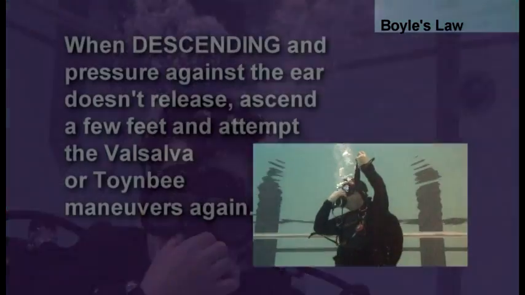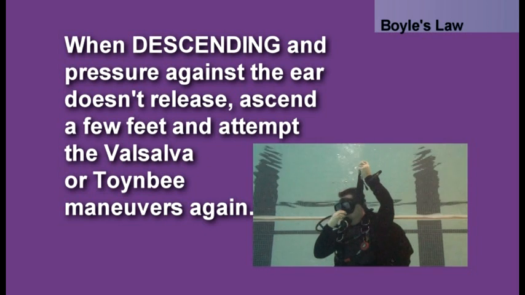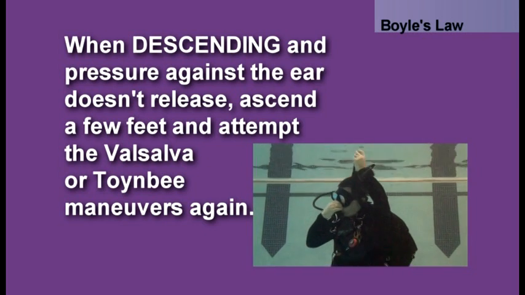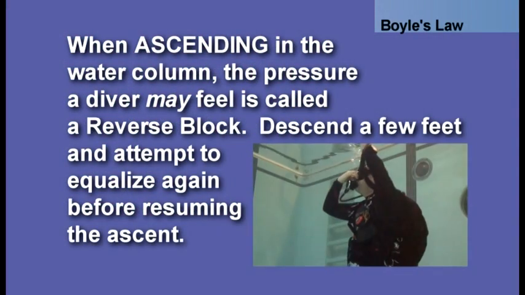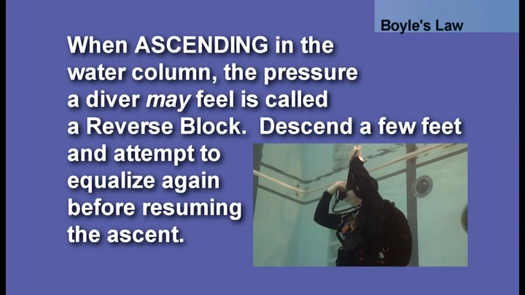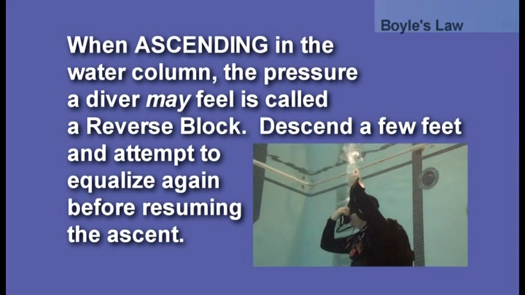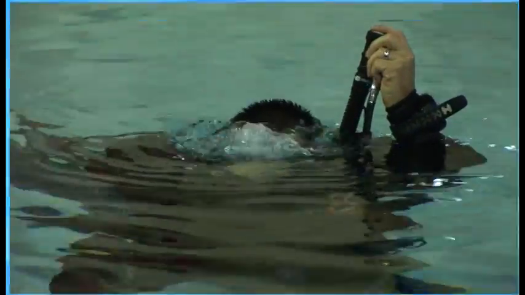So to recap here, when a diver is descending and pressure against the ear doesn't seem to be able to release, ascend a few feet and attempt the Valsalva or Toynbee maneuvers again. When ascending in the water column, the pressure a diver may feel in the middle ear is called a reverse block. Simply descend a few feet and attempt the Valsalva or Toynbee maneuvers. In fact, it's a good idea to even equalize at the surface of the water before even beginning your initial descent.